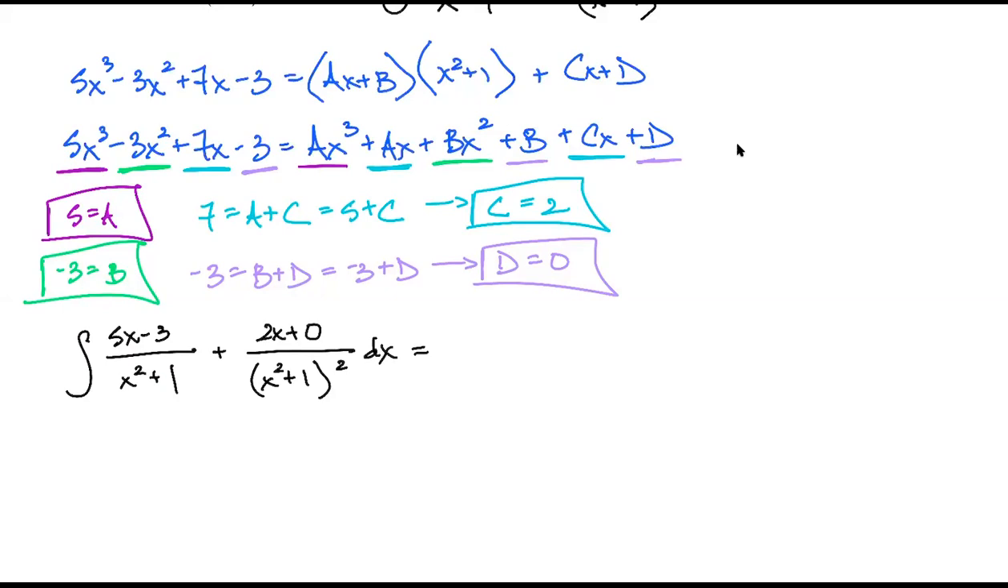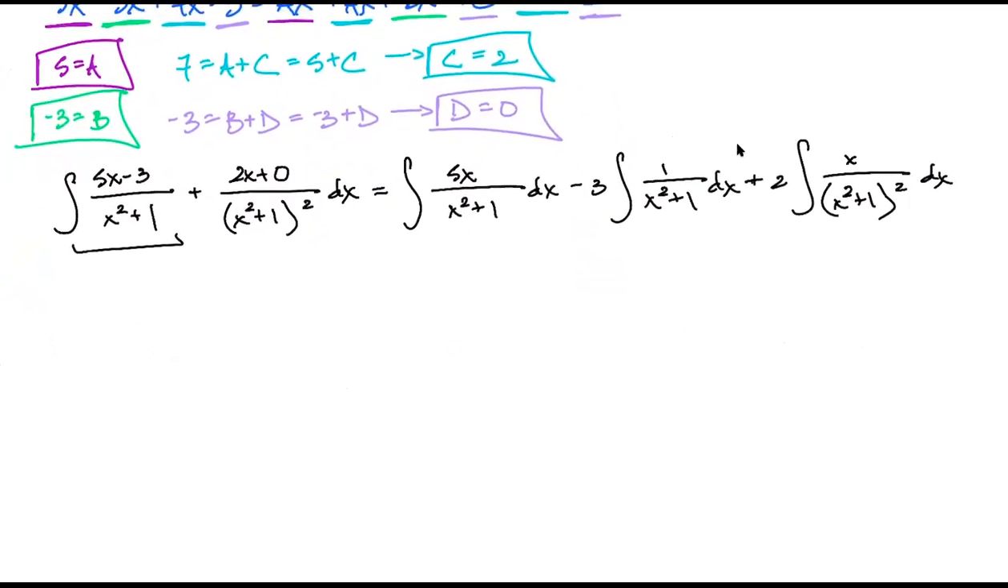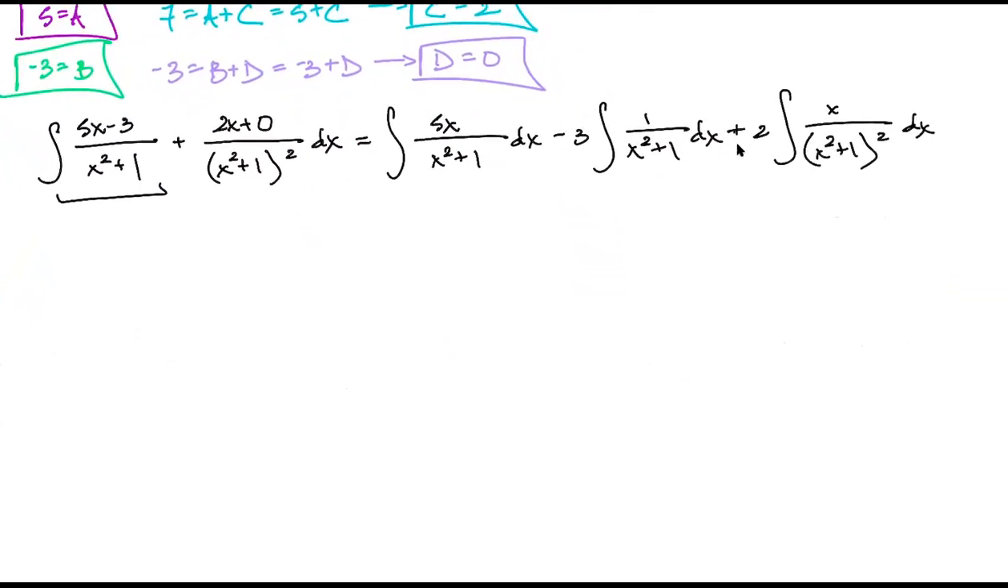Now, we're going to borrow a strategy we learned from the last example, which is we're going to split this first integral into 2 separate integrals. So 5x over x squared plus 1, minus 3 times the integral of 1 over x squared plus 1, and then plus 2 times the integral of x over x squared plus 1 squared dx. Right? So we end up with 3 different integrals here.